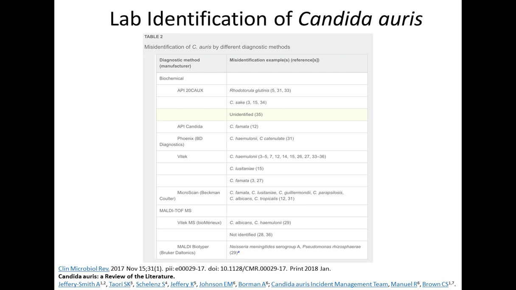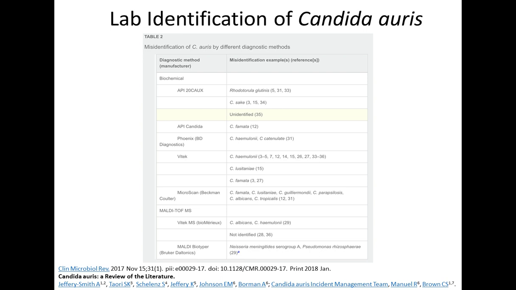So I want to dive in specifically into lab identification. I think that we saw from the clinical case, there was a misidentification as Rhodotorula, but we knew it wasn't pink. There was also a misidentification as Candida haemulonii, and these are very, very tricky for a lab to be able to work out, and it's critically important for a lab to know whether or not they have Candida auris.